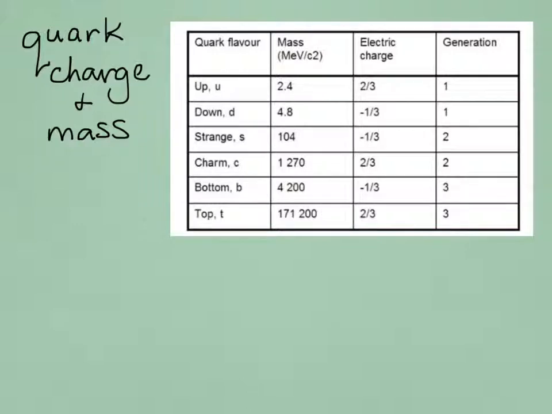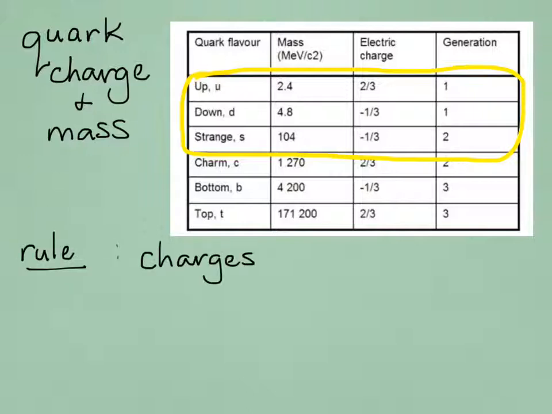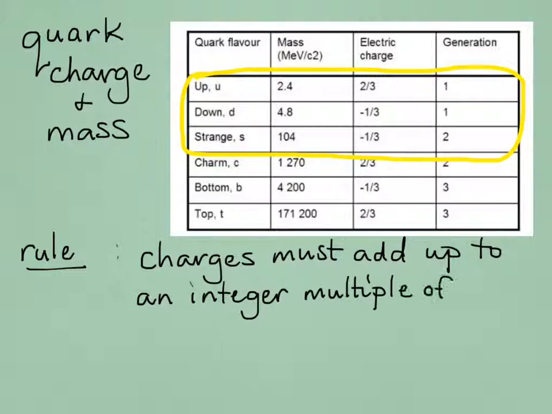In this table, we've also got the electric charge, which, as you can see, comes in either thirds or two-thirds of the charge on an electron. And here we've got the generations. So up and down in the first generation, strange and charm in the second, bottom and top in the third generation. So we're just going to be looking at the top three. So the rules are, if you want to make some particles, charges must add up to an integer multiple of e, the charge on an electron, or 0, if you count 0 as an integer.